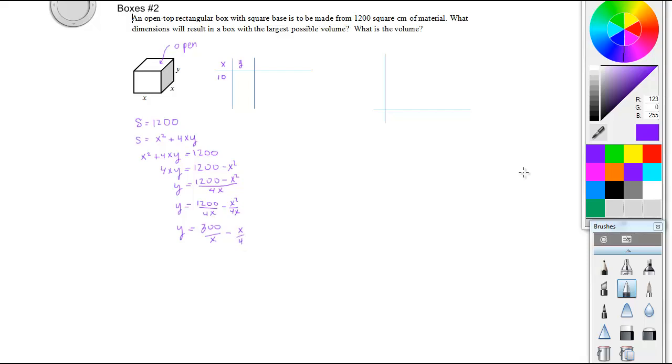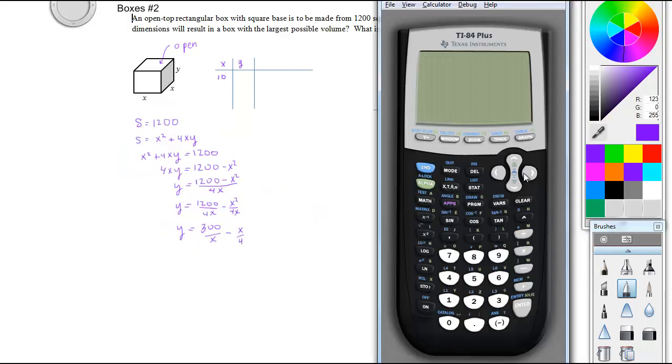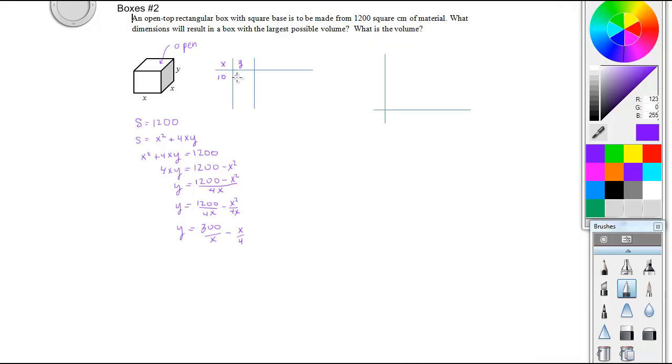So now we want to figure out what y is when x is 10. So we'll do 300 divided by 10 using this function, 300 over x minus 10 divided by 4. So if x is 10, then the y length is 27.5.